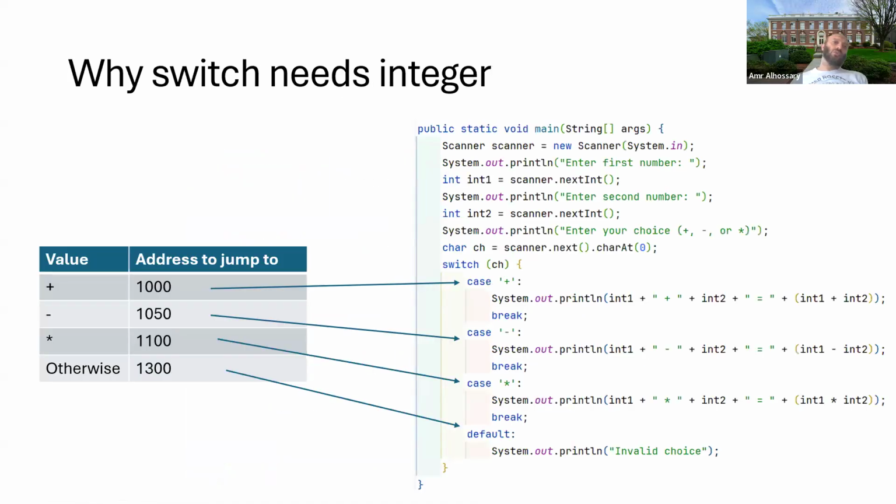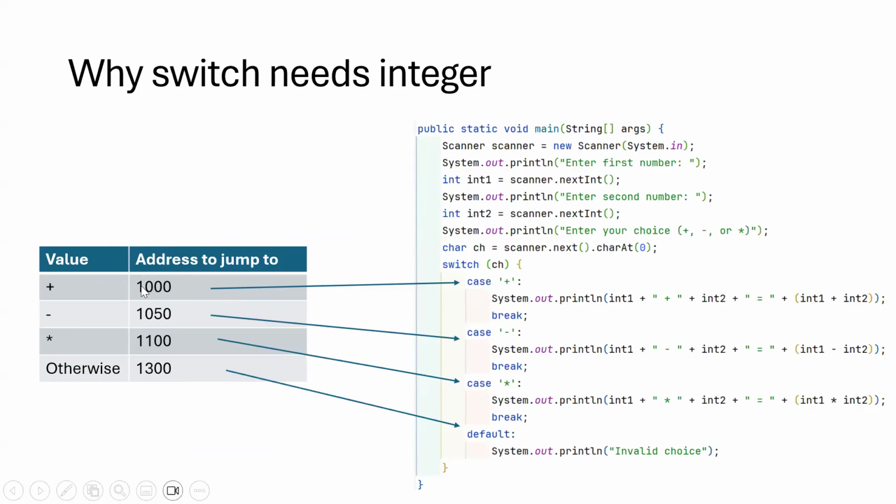Why does switch case need an integer? Because under the hood it creates a table of instruction addresses. Suppose this is address number 1000, this is address number 1050, this is address number 1100, and this address of 3000 is used for otherwise.